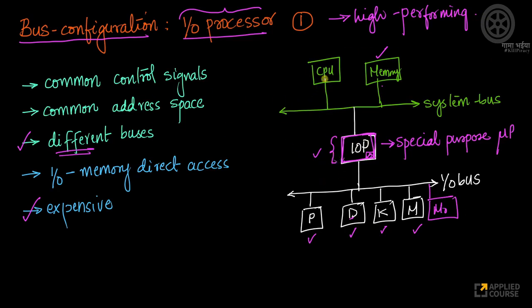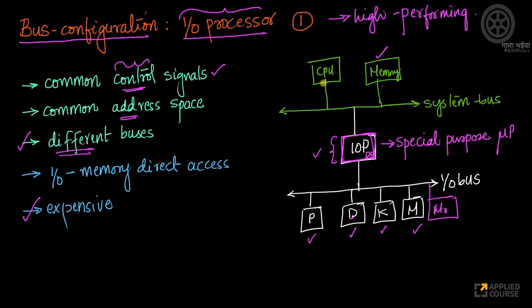Look at this. From my CPU, whatever control signals come, see, my system bus consists of three types of wires, right? Control signals, address signals, and data signals. Now the way it works is this. My CPU is connected to both my IO processor and memory. All my IO devices are connected to this, right? The control signals are common for both memory and IO.